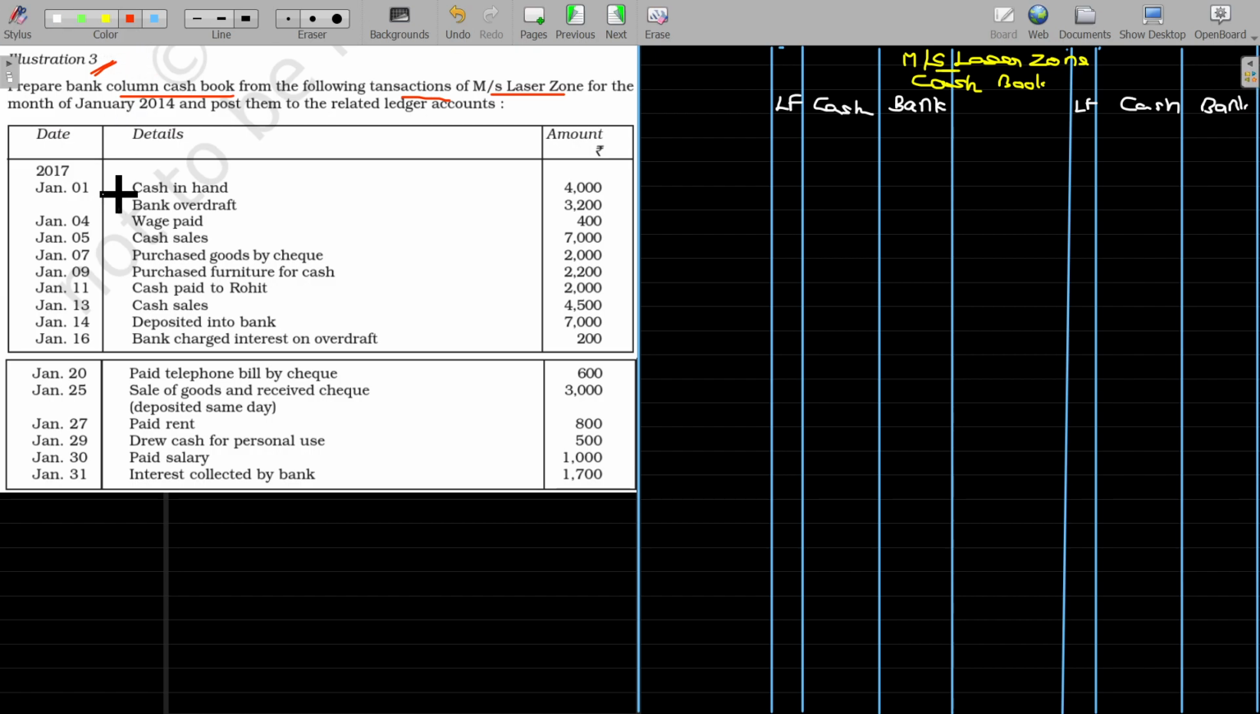Under that, we'll start with the opening balances given on January 1st, where we have cash in hand, but in case of bank, we have overdraft, in a reverse case. So, balance brought down. In cash, we have 4,000 rupees, but in bank, we have negative. So, it should be posted on the credit side by balance brought down. Clear? This is inverse. 3,200 should be in the bank column.